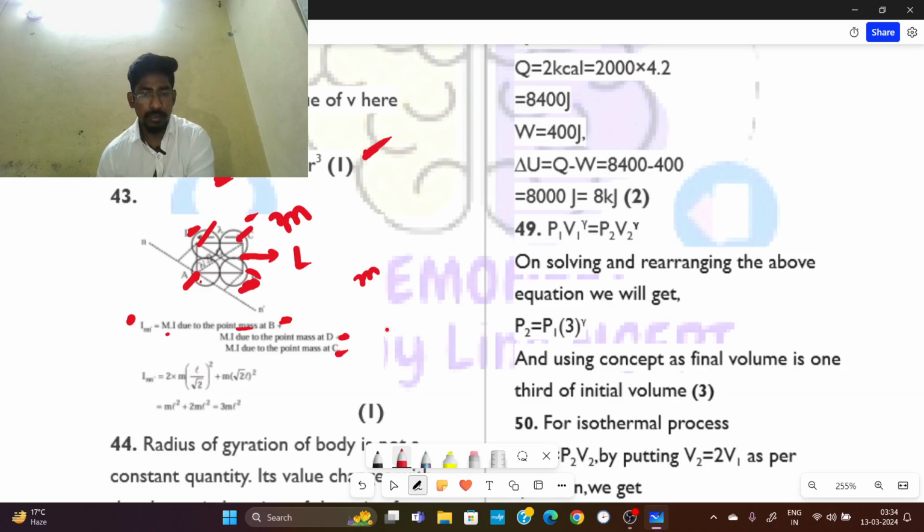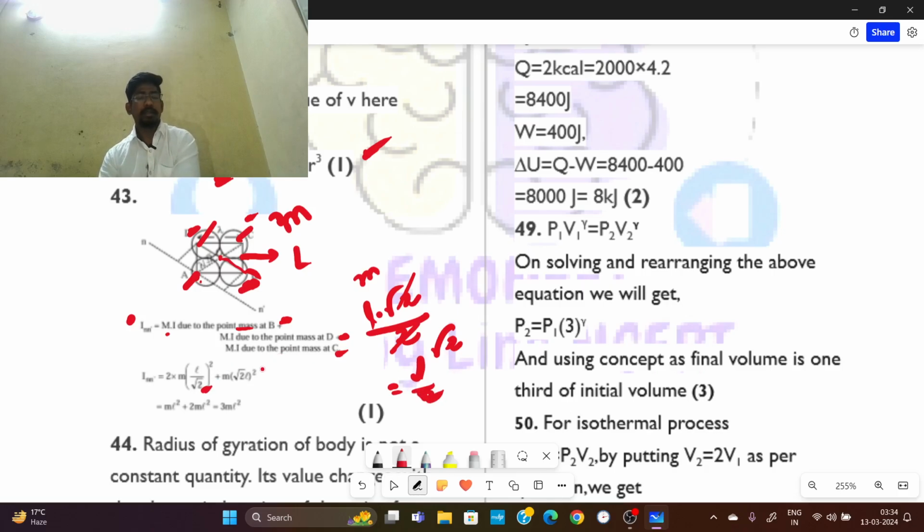The L by root 2 means you have to take half of the diagonal. The length of the diagonal is L into root 2, so half of the diagonal will be L into root 2 by 2, that means L by root 2. So L by root 2 is put here.